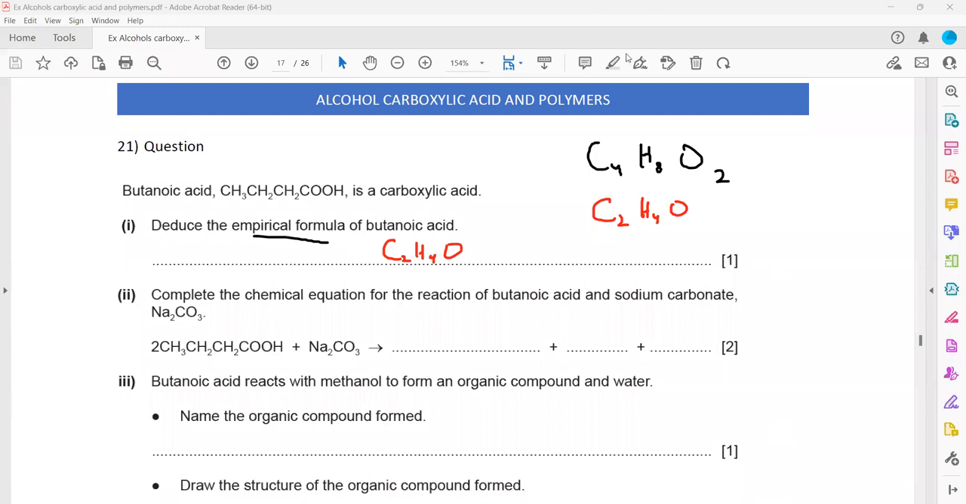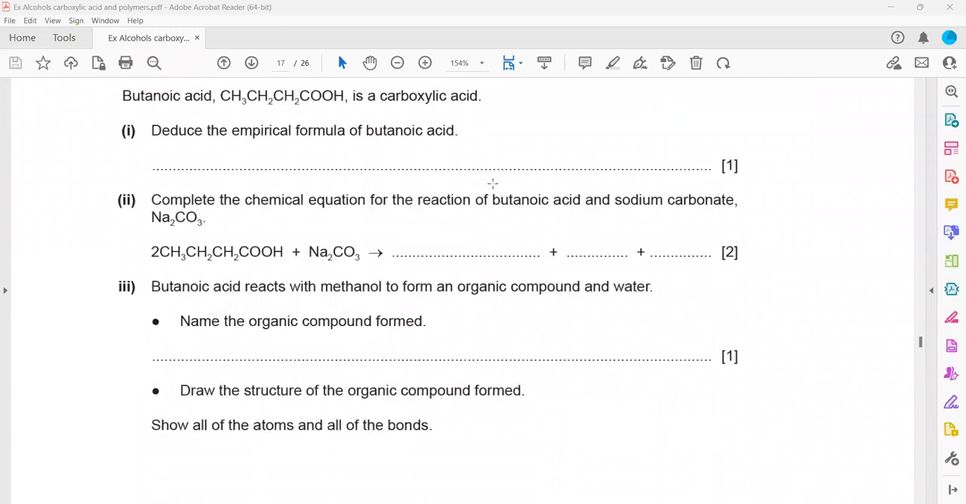Then complete the chemical equation for a reaction between butanoic acid and sodium carbonate. When an acid reacts with a carbonate, what are the products? One should be salt, carbon dioxide, and water. The salt is sodium butanoate. The simple way to know which salt is formed is that we displace the hydrogen of a carboxylic acid by a metal. So it will be CH3CH2CH2COONa.